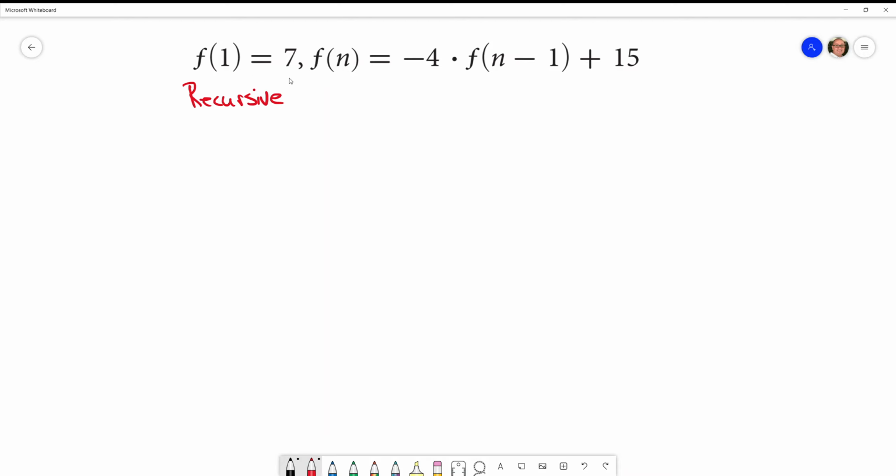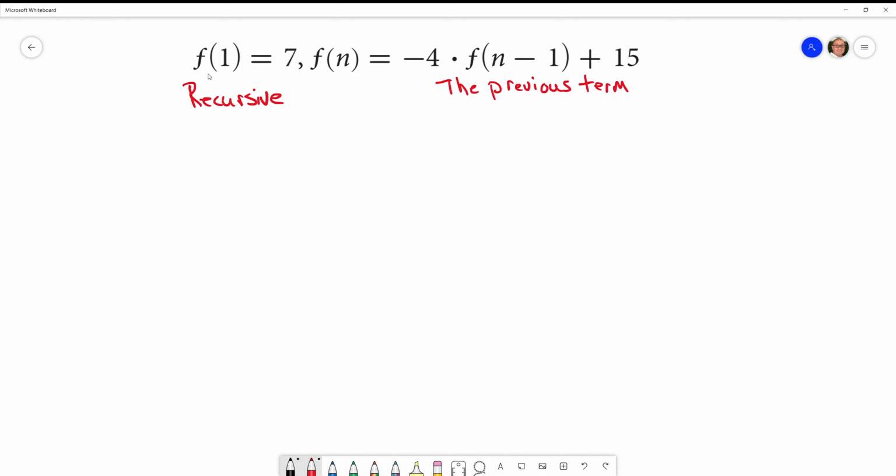And so this says that our first term is 7, and then it tells us f of n, the next term, equals -4 times f of n minus 1 plus 15. Now remember that one way that we can read f of n minus 1 is as the previous term. So one way I can read this is -4 times the previous term plus 15. So let's go ahead and write the first 5 terms in this sequence.